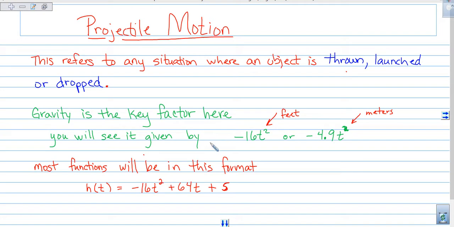Most functions will be given in a format similar to this, where it's h of t equals negative 16t squared plus 64t plus 5, where gravity is the first one, your initial velocity is the middle one that has just a t, and your starting height, or the y-intercept, is the 5, or the number that does not have a letter on it. Okay? And t in this place typically stands for time.